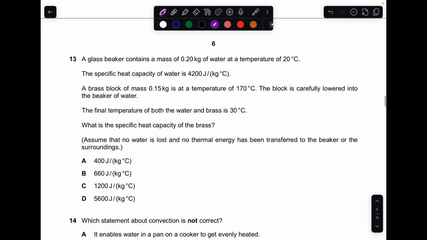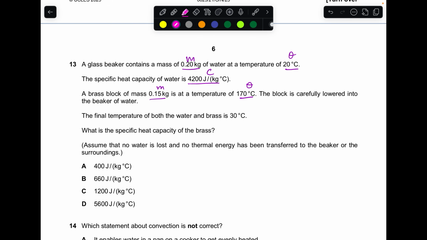In question 13, a glass beaker contains a mass. This is from the specific heat capacity topic. You have the mass, you have the temperature, theta. The specific heat capacity of water is given, that is C. A brass block of mass, at a temperature of this, is carefully lowered into the beaker of water. So there are two scenarios. One scenario is for the water, and the other is for the brass block. This is for the brass block, and the scenario above is for the beaker.